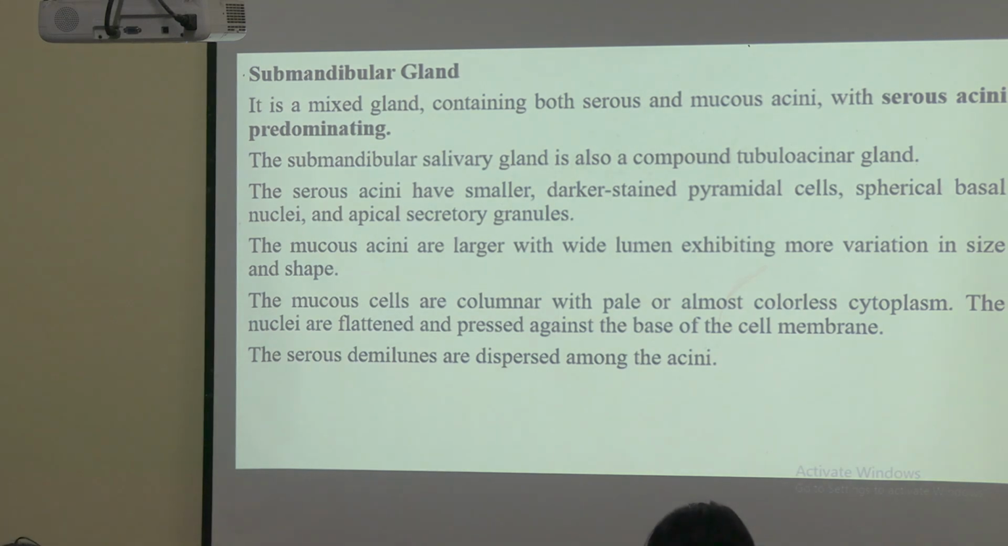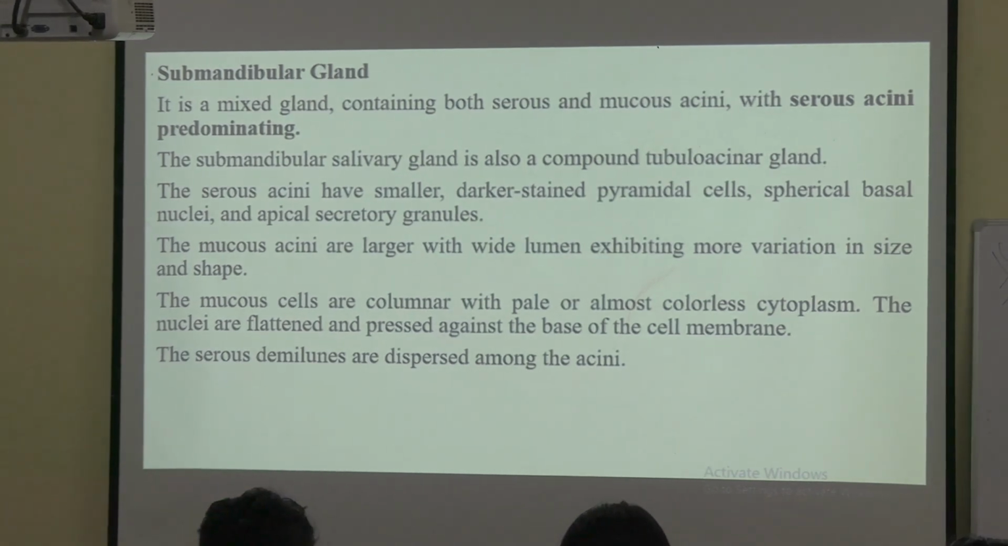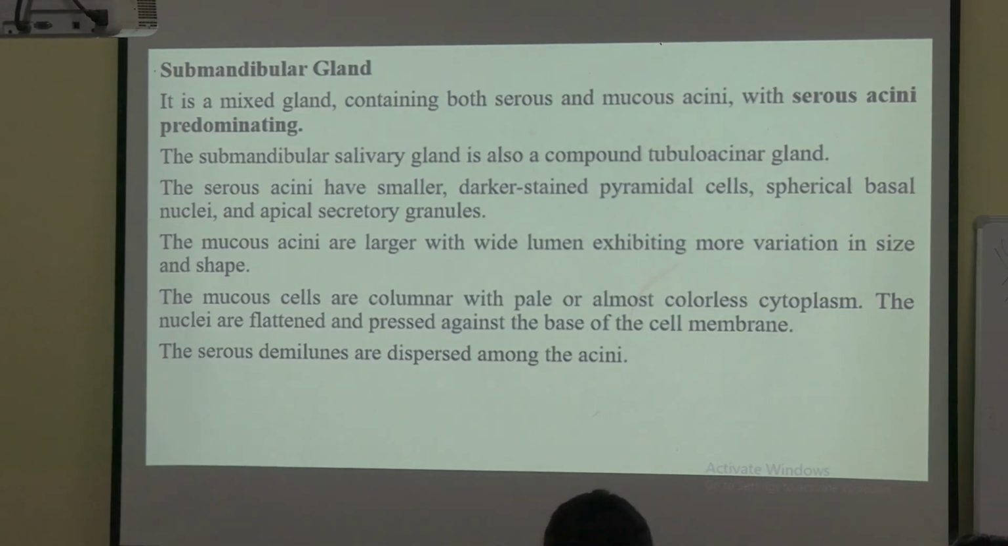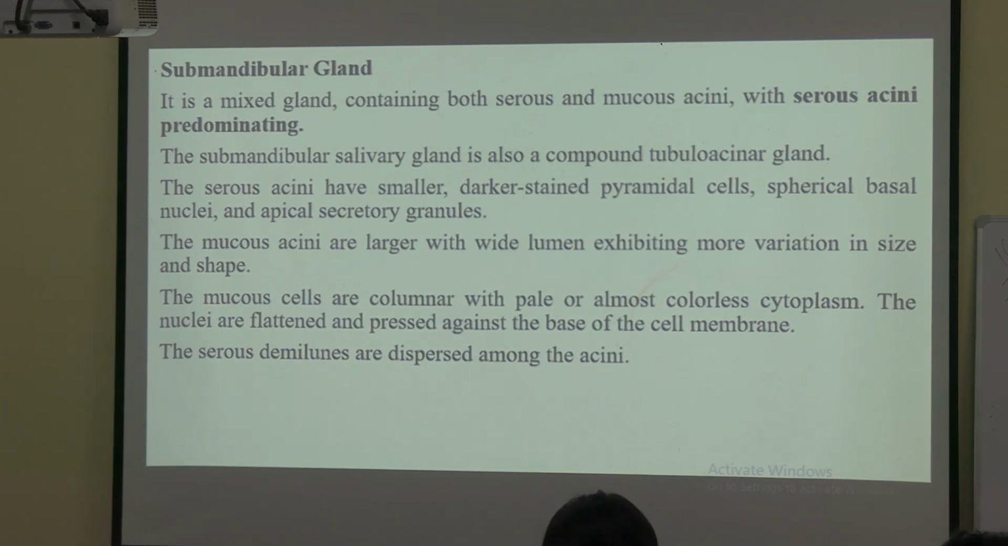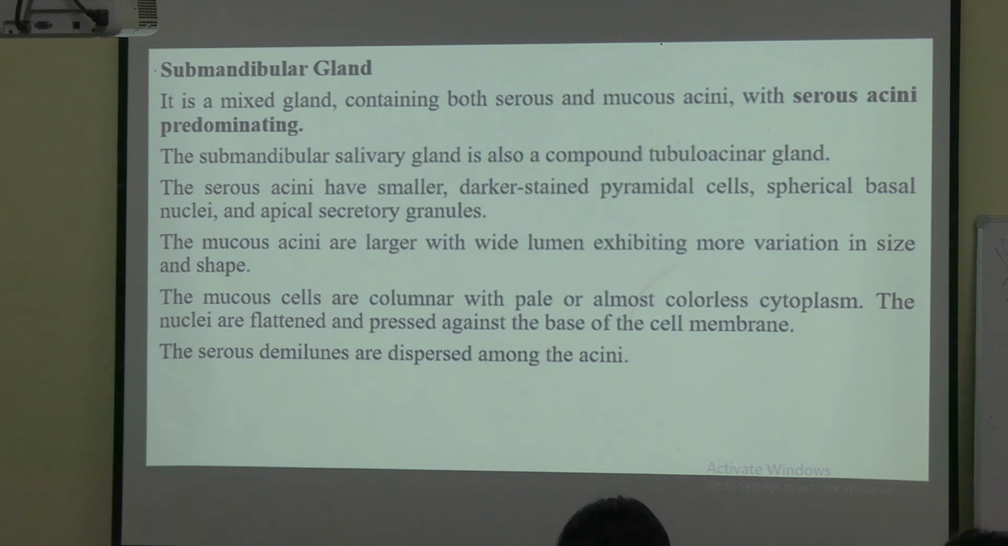What is the next one? Submandibular gland. Very good. Now previously we saw that the parotid gland has serous acini. It is not mixed, but the submandibular gland is mixed. But you can see serous acini predominate. What does that mean? The number of serous acini is more. But here you will also get mucous acini, though the number of mucous acini is less. Remaining everything is the same as the parotid gland. The duct system is also the same.